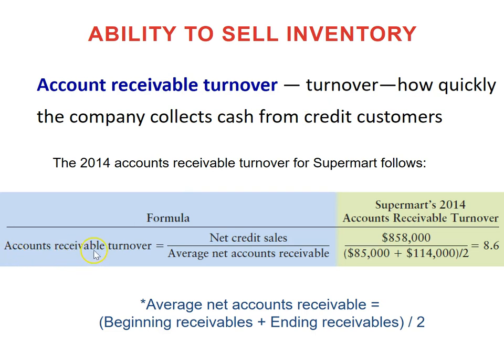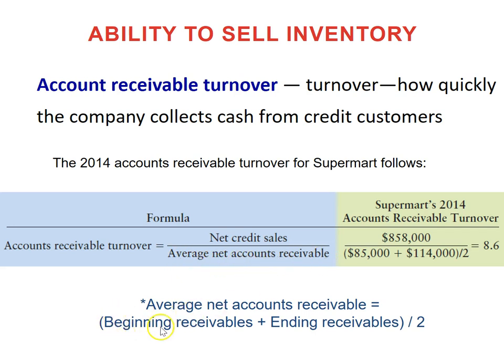So the formula is net credit sales divided by average net accounts receivable. Sometimes you will see that net credit sales is not given; you are given only the sales. If you really don't know your credit sales, then just take the sales number. Sales is from your income statement and accounts receivable is from your balance sheet, so for the balance sheet item you will take the average. Again, the bottom part is the average net accounts receivable.